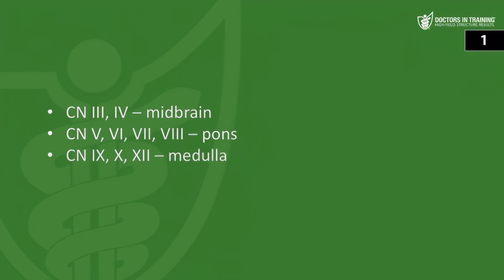So the nuclei for cranial nerves 3 and 4 are located in the midbrain. Cranial nerves 5, 6, 7, and 8 are located in the pons. Cranial nerves 9, 10, and 12 are located in the medulla. And the nuclei for cranial nerve 11 are going to be located in the spinal cord, which you can remember because cranial nerve 11 is the spinal accessory nerve.